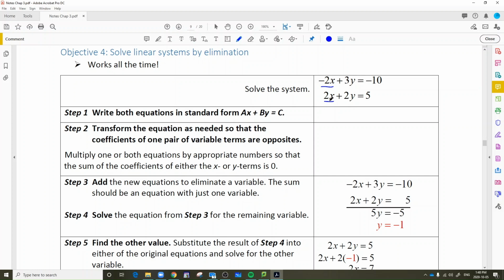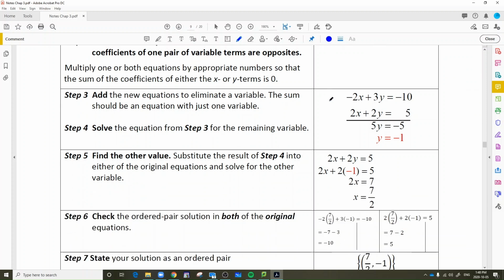And then the process of elimination is that you can add these equations together, and that will eliminate one of the variables. So if I look at those two equations, negative 2x plus 3y equals negative 10, and positive 2x plus 2y equals 5, and I add my two equations together, I've got negative 2x plus 2x is gone. It's 0x. Then 3y plus 2y is 5y. And then negative 10 plus 5 is negative 5. Now I'm going to solve for y by dividing both sides by 5, and I end up with y equals negative 1.